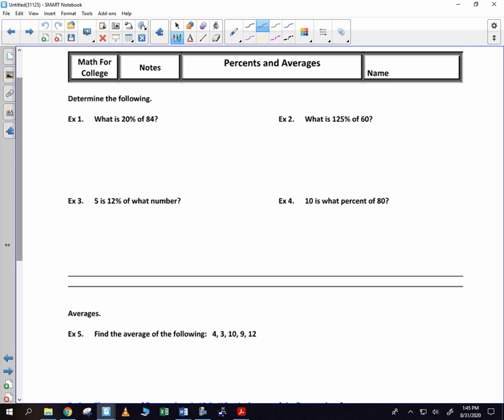a mathematical equation. So when it says, what is 20% of 84? The what means x. Is means equals. 20% means 0.2. Of means multiplication. We have 84. So what is 20% of 84? That's what we do. We take 0.2 times 84. If you do it on your calculator, you are going to get 16.8.